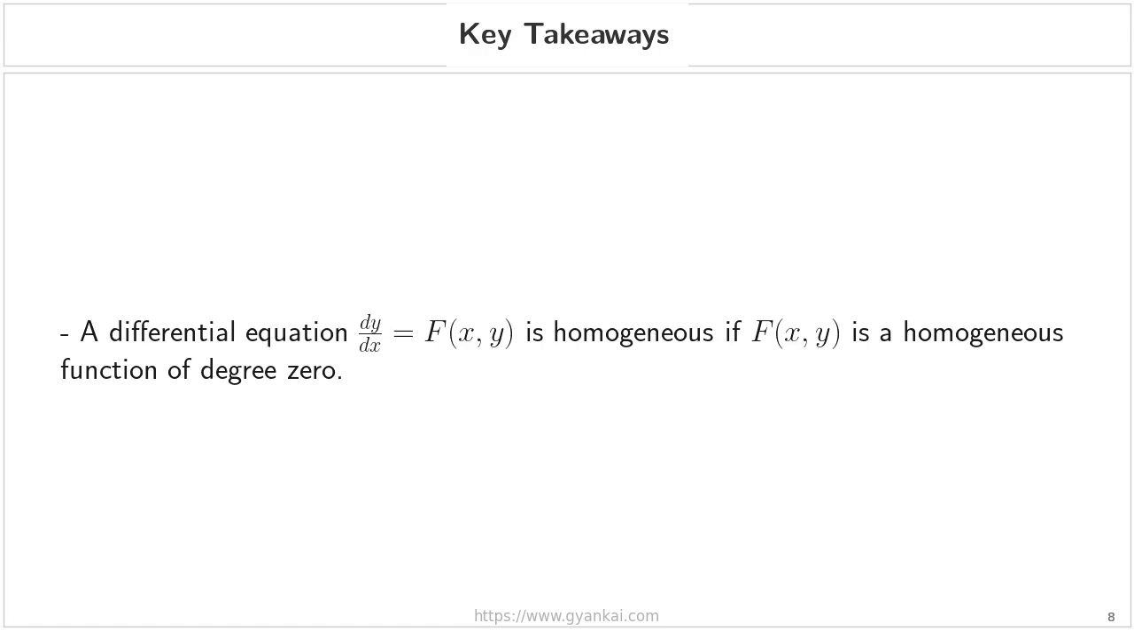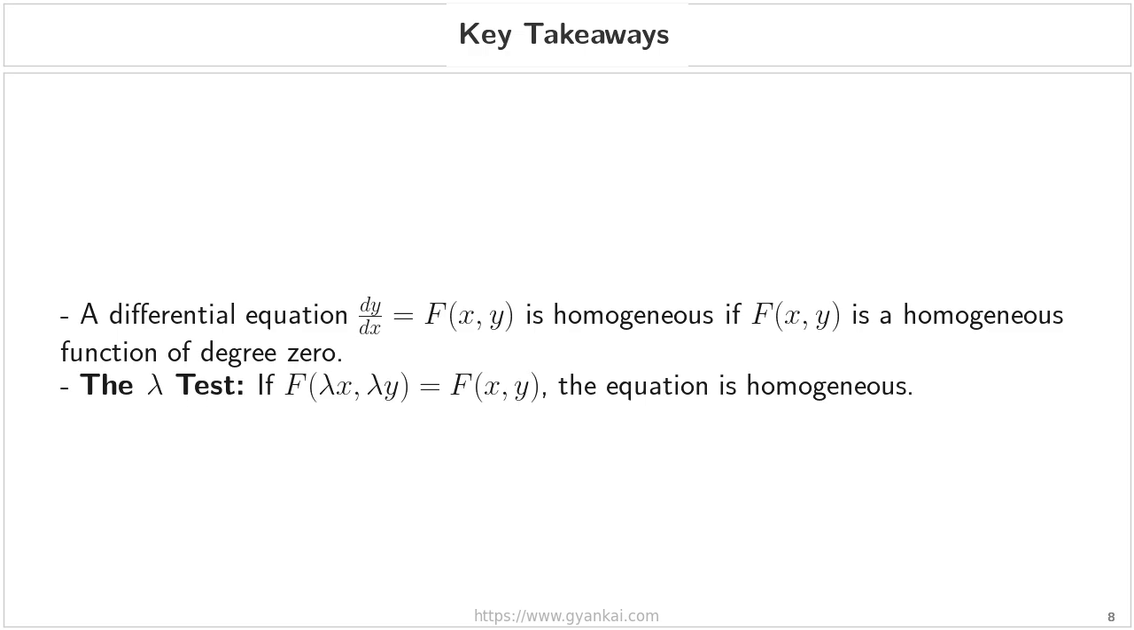Key takeaways. All right, we have reached the end of our lesson. Let's take a moment to recap the key takeaways from today's session to ensure everything is clear before you move on to your practice problems. First, remember the fundamental definition. A differential equation, where the derivative of y with respect to x equals a function of x and y, is considered homogeneous only if that function, f of x and y, is a homogeneous function of degree 0. This means the overall scale of the variables doesn't change the function's value.